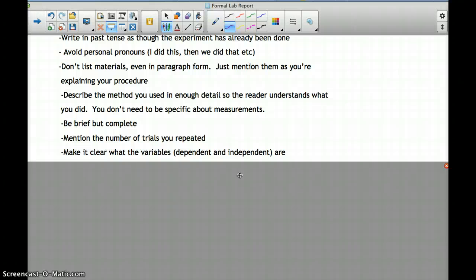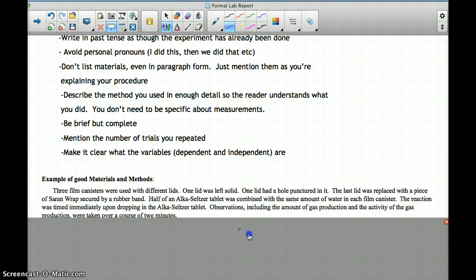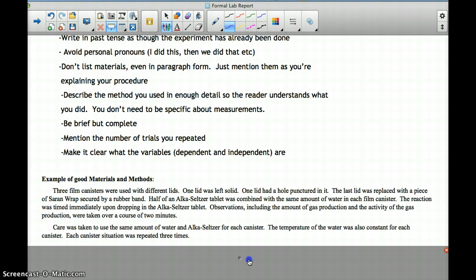You can simply say something like, the sense of smell was changed numerous times by X, Y, and Z, or you measured X, Y, and Z. Obviously, the one you measured is the dependent, and the one you're changing is the independent. You guys know what these variables are, so now it's time to write and prove to us that you know what they are. So here's an example of a good materials and methods.